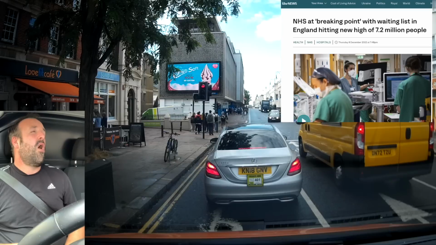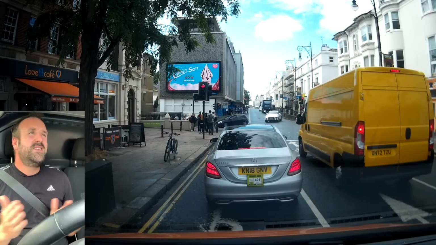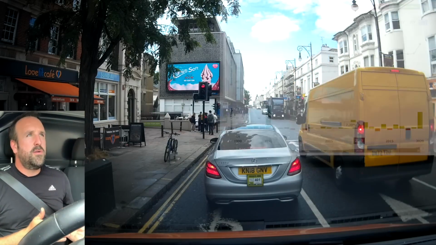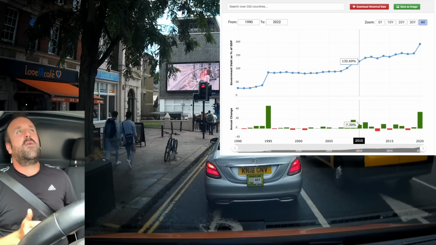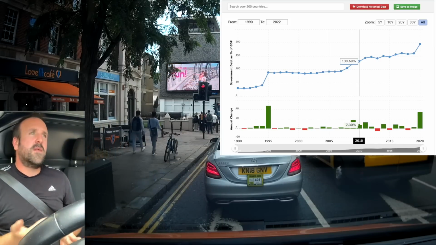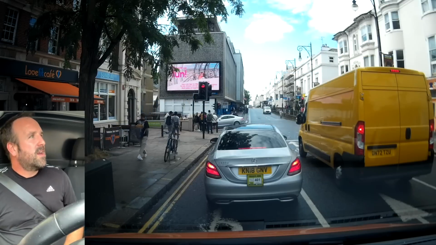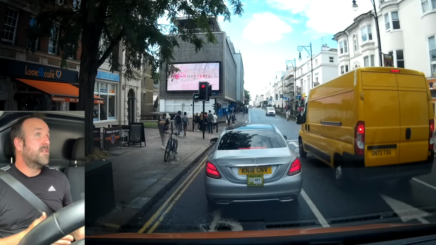And ironically, after all these cuts that we've had, the Conservative Party have still borrowed a considerable amount of money, even more than the previous Labour Party before them. I know we had COVID, but this is even pre-COVID.